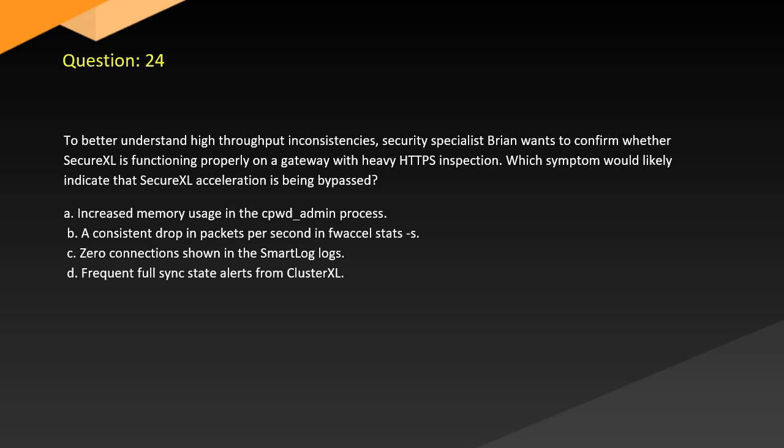Question 24. To better understand high throughput inconsistencies, security specialist Brian wants to confirm whether SecureXL is functioning properly on a gateway with heavy inspection. Which symptom would likely indicate that SecureXL acceleration is being bypassed? A. Increased memory usage in processes. B. A consistent drop in packets per second in fwaccel stats. C. Zero connections shown in the SmartLog logs. D. Frequent full sync state alerts from ClusterXL.